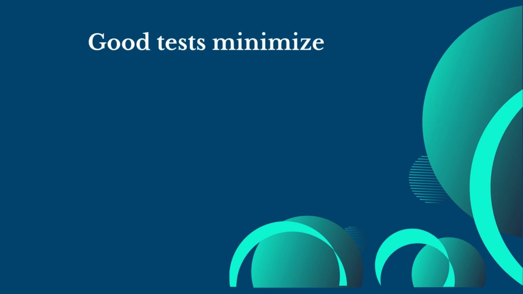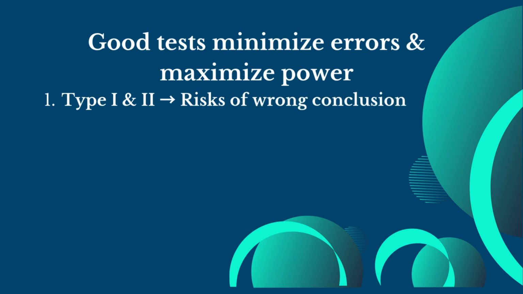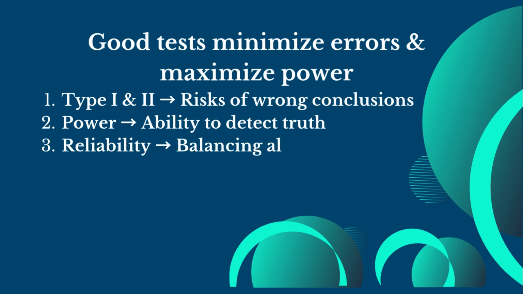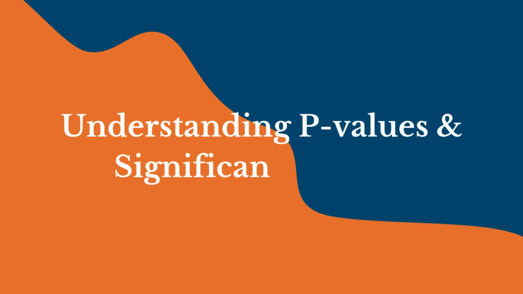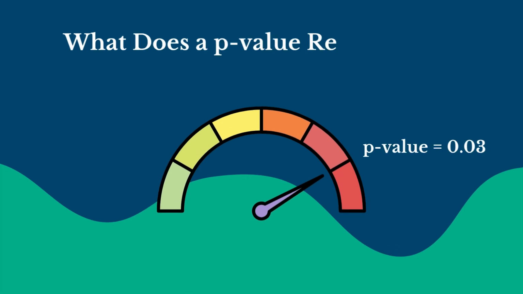So, type 1 and type 2 errors remind us that every statistical test carries some risk, and statistical power ensures that when something real is happening, your test can actually catch it. Now that we understand the foundation of reliability, let's tackle one of the most misunderstood parts of hypothesis testing, p-values. The p-value is often the most quoted and most misunderstood number in statistics. So, what does it really mean?